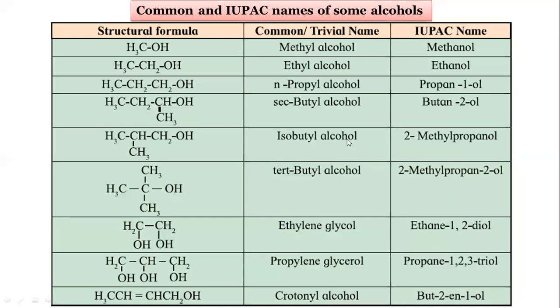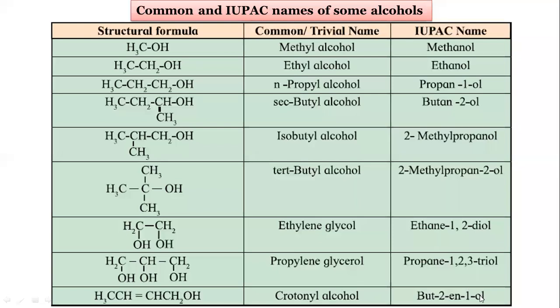Remember, if one OH group is there, it becomes alcohol. If 2 OH groups are there, it becomes glycol, and if 3 OH groups are there, it becomes glycerol. This is about the common names and IUPAC names. Then crotonyl alcohol. Crotonyl alcohol means it contains a carbon-carbon double bond. This is an unsaturated alcohol. I am directly coming to the IUPAC nomenclature system.